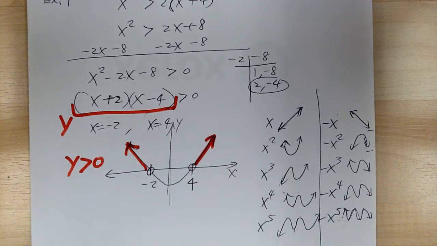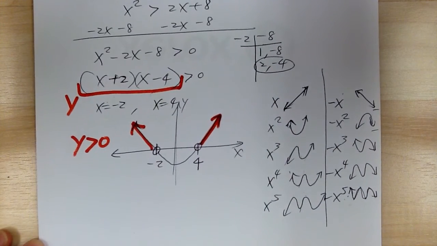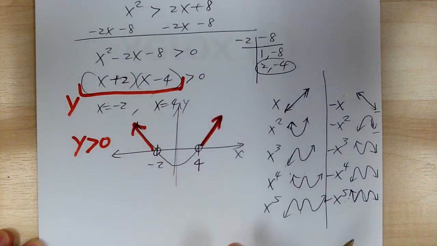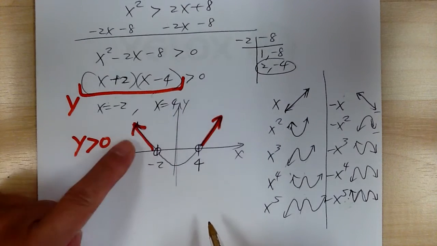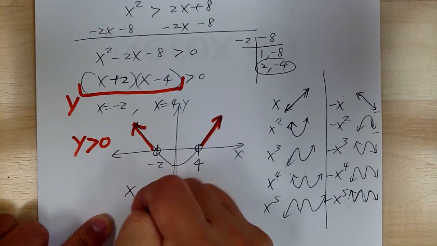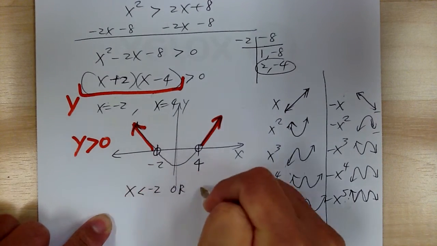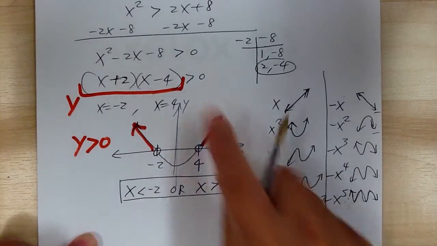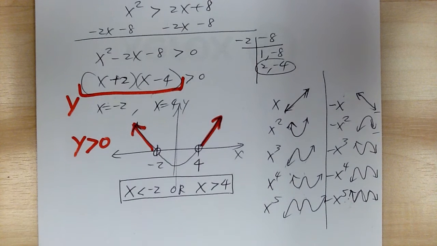So you have to kind of switch back and forth between x and the y. Okay, so again, you're looking for y greater than 0, so it's this part over here. So now you have to switch back to the x. So what is the x for this part over here that you're looking for? Well, this is going to be x is less than negative 2, or x is greater than 4, and that would be your answer. So this is much easier to do than the one you have to do in the book.